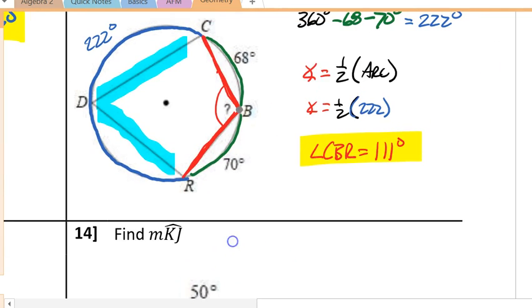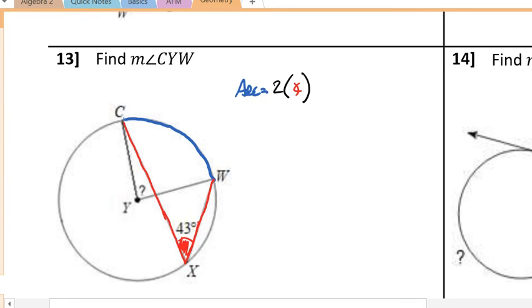So again, you may see that's very similar to what we wrote here. Angle is equal to half the arc, or the arc is equal to 2 times the angle. So in this case, it is just 2 times 43 degrees, which means that my arc measure is going to be 86 degrees. So right here, I have an arc measure of 86.